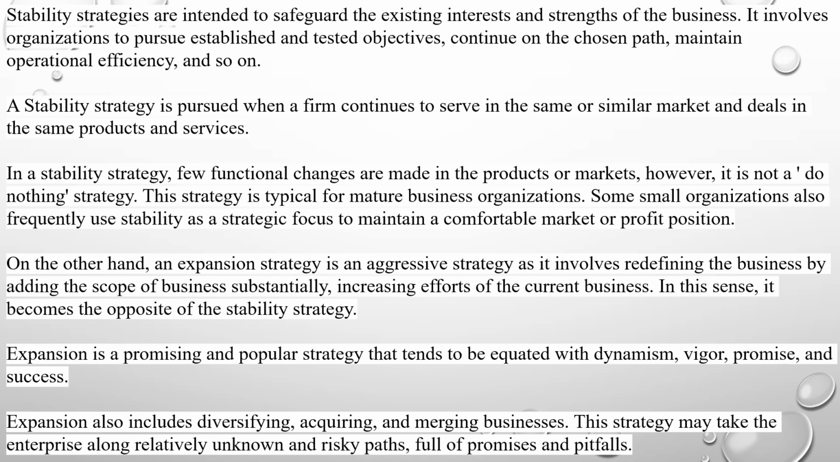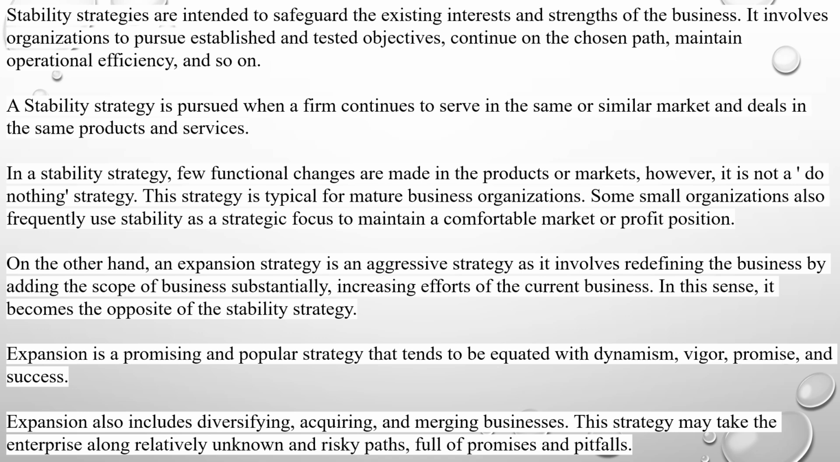A stability strategy is pursued when a firm continues to serve in the same or similar market and deals in the same products and services. In stability strategy, few functional changes are made in the products or markets. However, it is not a do nothing strategy. This strategy is typically for mature business organizations. Some small organizations also frequently use stability as a strategic focus to maintain a comfortable market or profit position.